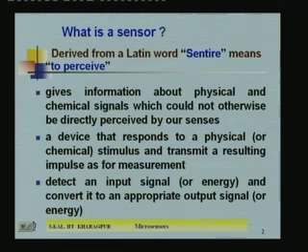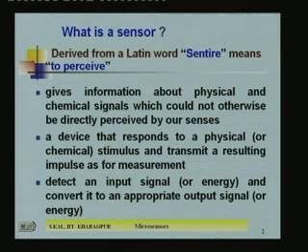The word sensor is coming from a Latin word sentire, which means to perceive, and a lot of definitions are given for sensors. Basically it gives information about physical and chemical signals which could not otherwise be directly perceived by our senses. And some people define a sensor as a device that responds to a physical or chemical stimulus and transmits a resulting impulse for measurement.